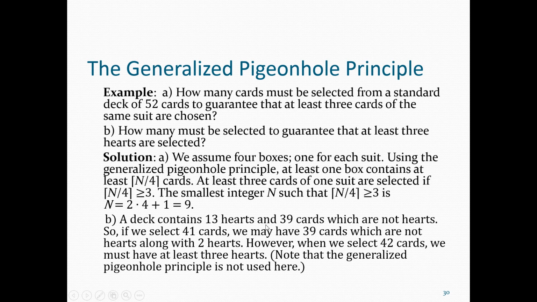A deck contains 13 hearts and 39 cards which are not hearts. So if we select 41 cards, we may have 39 cards which are not hearts along with 2 hearts. But if we choose 42 cards, we must have at least 3 hearts. This argument is not the generalized form of the pigeonhole principle, but another way of counting.